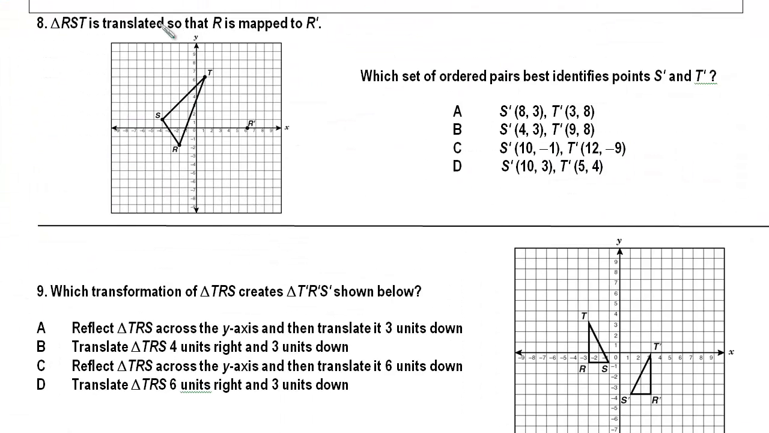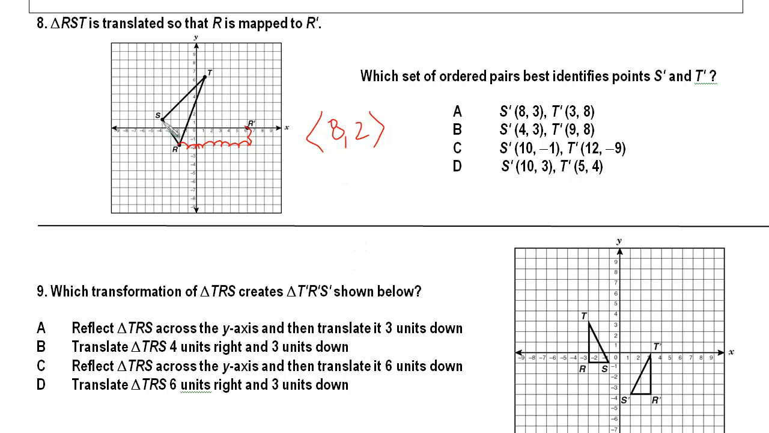Looking at number 8, this is essentially asking it kind of in reverse. We want to know if triangle RST, if r moves to r prime by this vector, what are the other two coordinates going to be? So again, not terribly difficult because I know this is going to move 1, 2, 3, 4, 5, 6, 7, 8. So that's a vector of 8 on x, and then 1, 2, 2 on y. So that's how it moves all my coordinates.